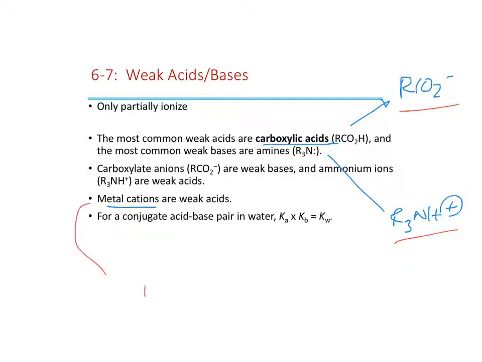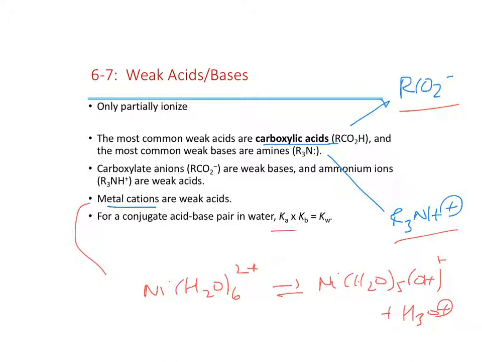Metal cations like nickel with 6 waters is a relatively weak acid because it forms hexaaquanickel monohydroxide plus H3O+.